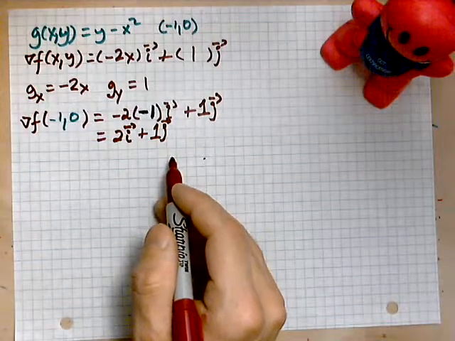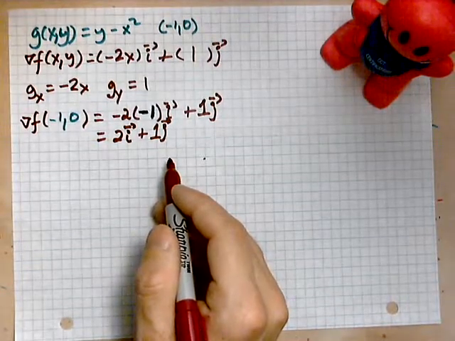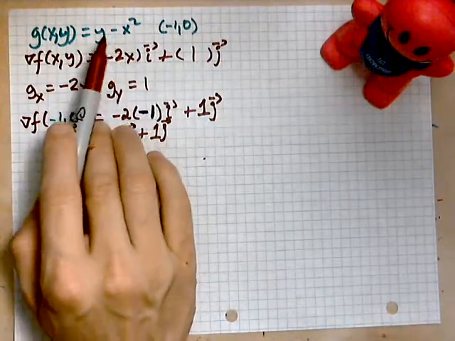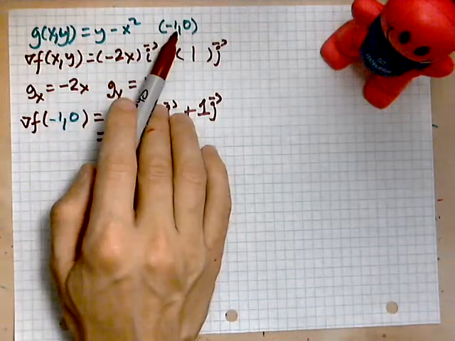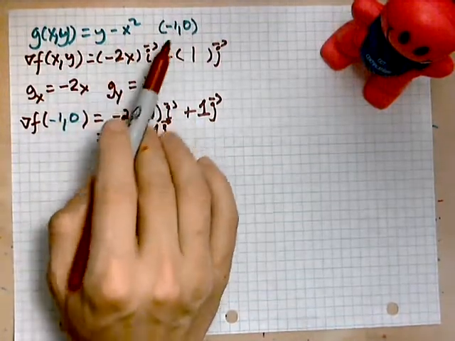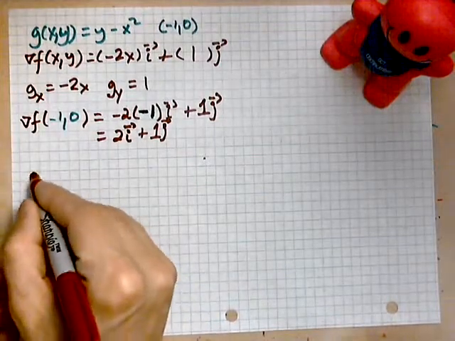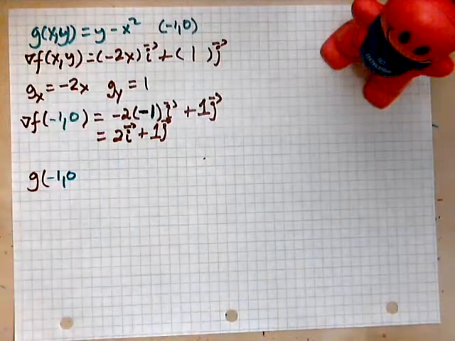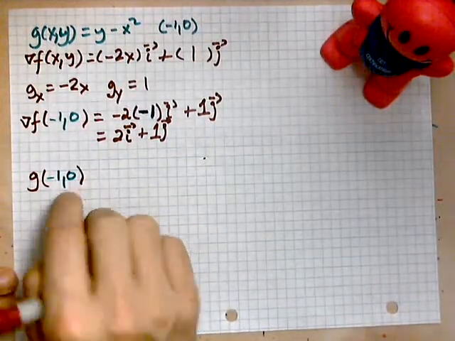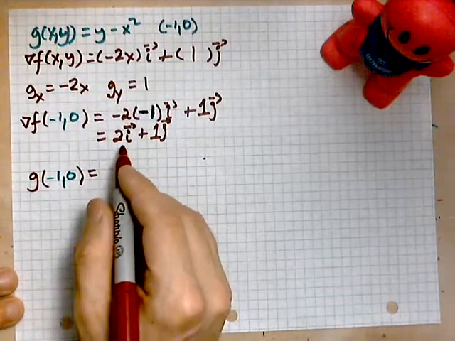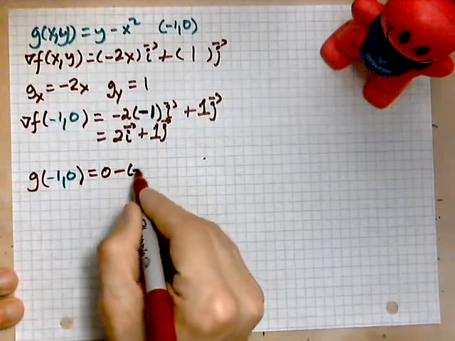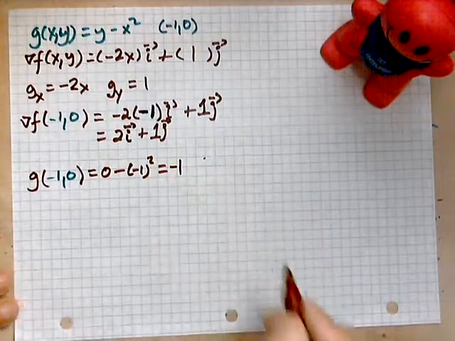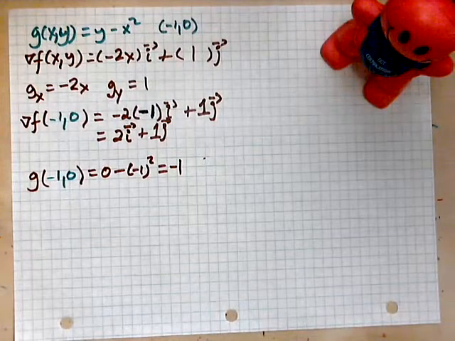Now, the next step is we want to mark this gradient vector. And to do that, well, you have to first find the level curve of the function. So to find the level curve that goes through that point, you have to evaluate the function at that point. So in other words, you are doing g of -1, 0. Okay, you're evaluating the function at the point in question, and now this will give us 0 minus -1 squared, which of course is positive, well, that's -1, there you go. Okay, so that's our level curve, -1.